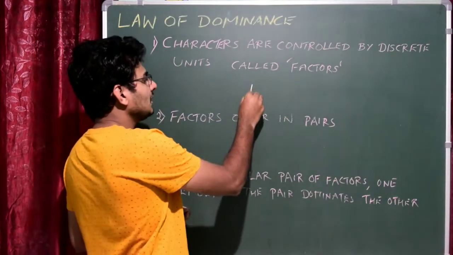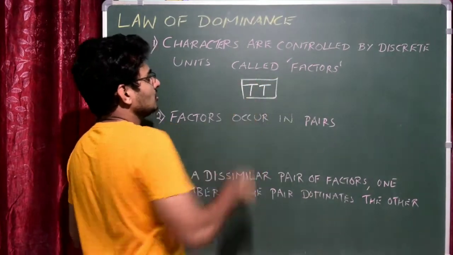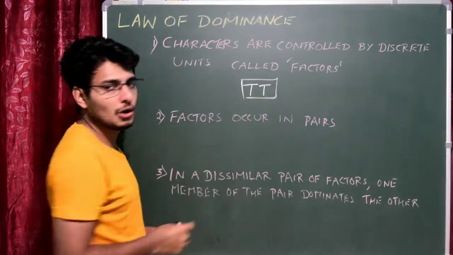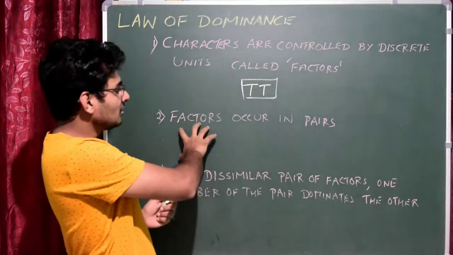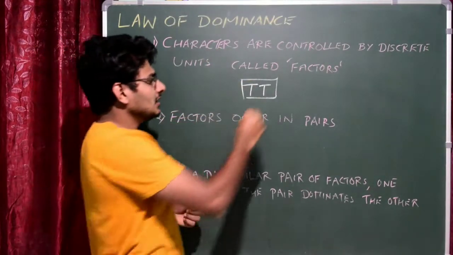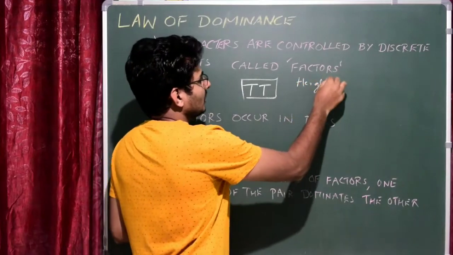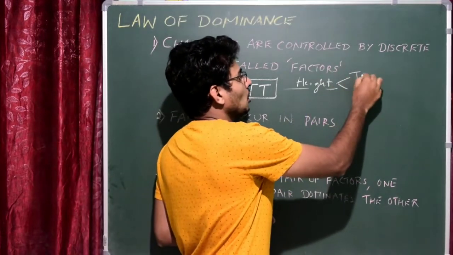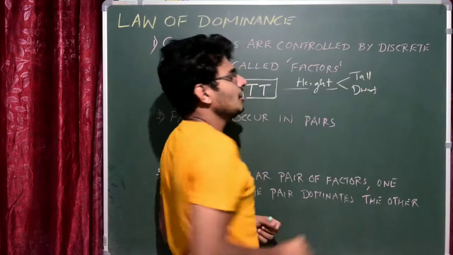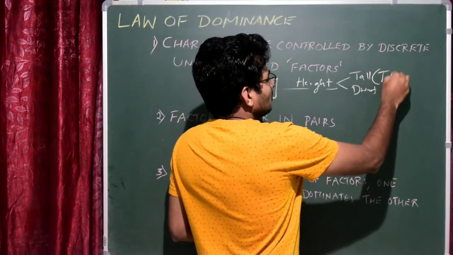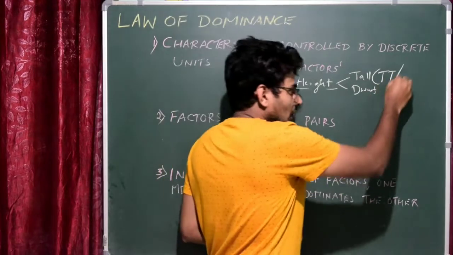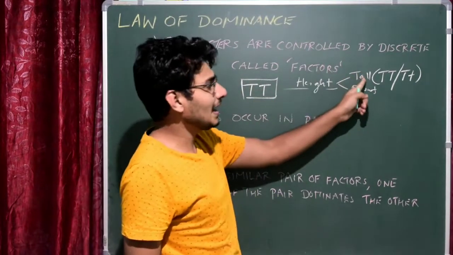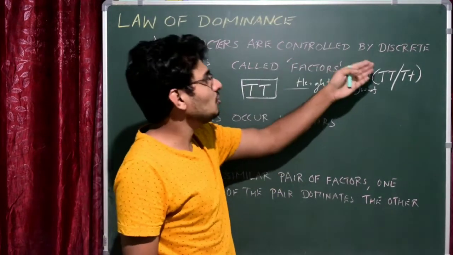Okay, so for example, if we take genes, a pair of genes, we call them alleles. So allele number 1 and allele number 2. Okay, they always occur together. Obviously, right? See here the characters. For example, let us take the character that is the height of the plant. Correct. So if we consider height of the plant, obviously we know that there are two contrasting traits. One is the tall character, the other one is the dwarf character. For the tall character, we need this type of alleles or genotypes. Correct. So for one character, it is controlled by discrete units.